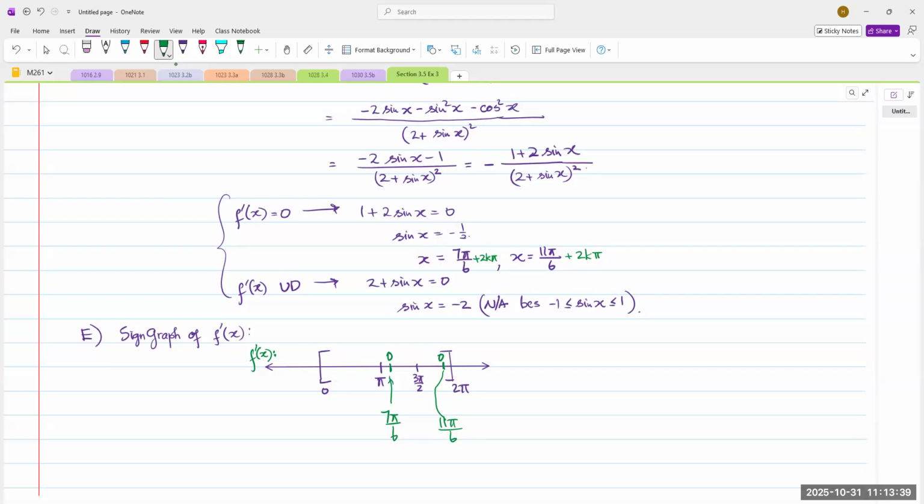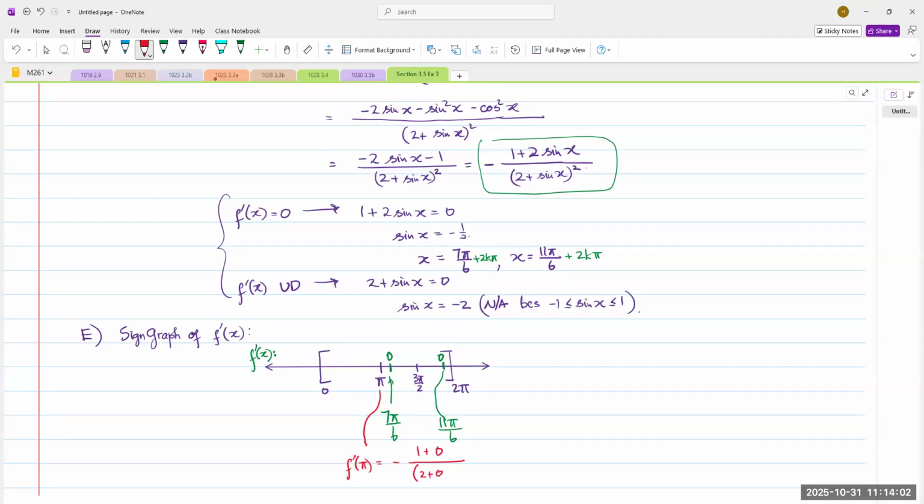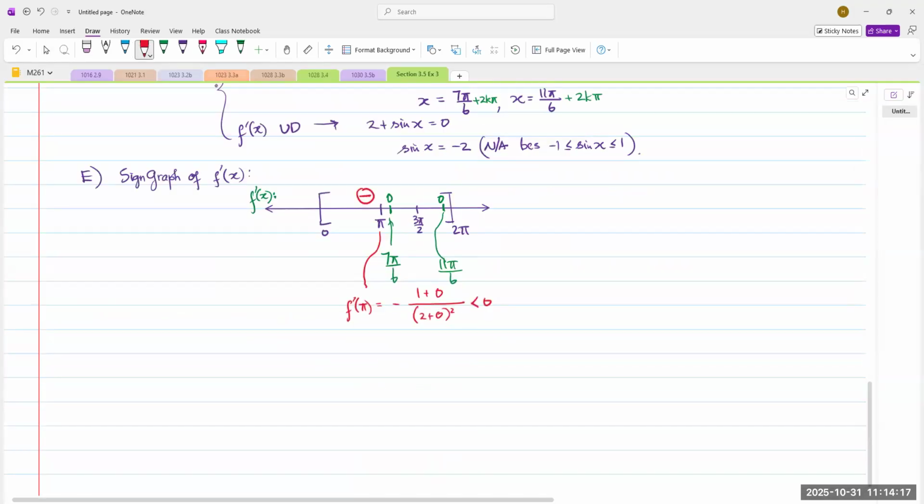Now then, going back to that f prime x, when x is, let's say pi, I do a testing point. So f prime pi is equal to negative of 1 plus 2 sine pi, that's 0, over 2 plus 0 squared. Oh, that's negative, huh? So in this region, the slope is negative. It is decreasing down to 7 pi over 6. And then let me do a testing point at 3 pi over 2.